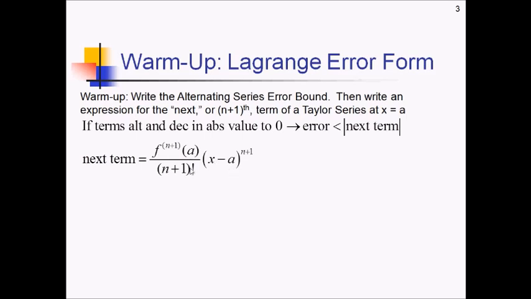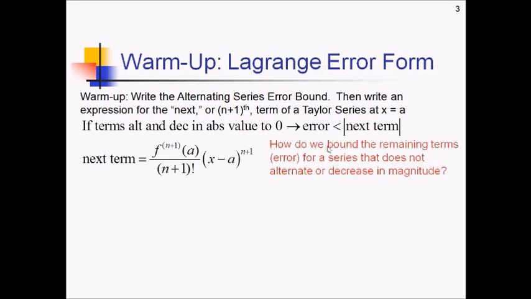Normally you just kind of pick this term out of a series, but this is what you could be doing instead. So now the next question is, how do we bound the remaining terms, the error of a series, that does not alternate or decrease in magnitude? And for that we need something else called the Lagrange error bound.